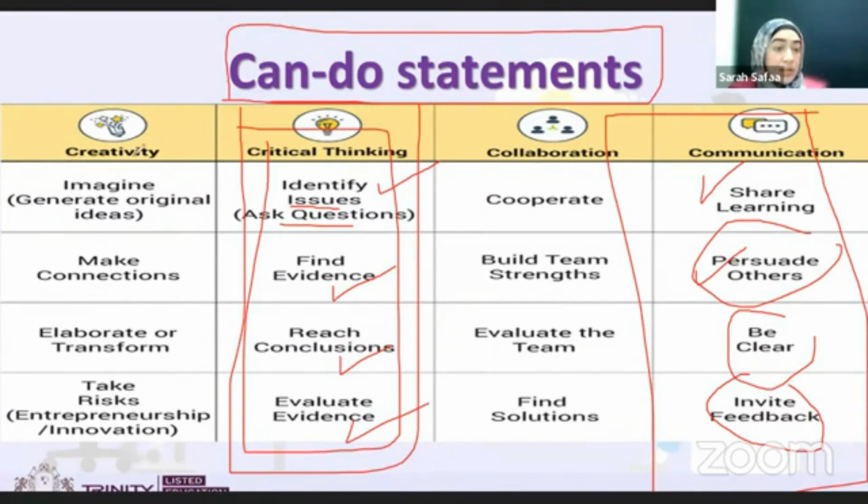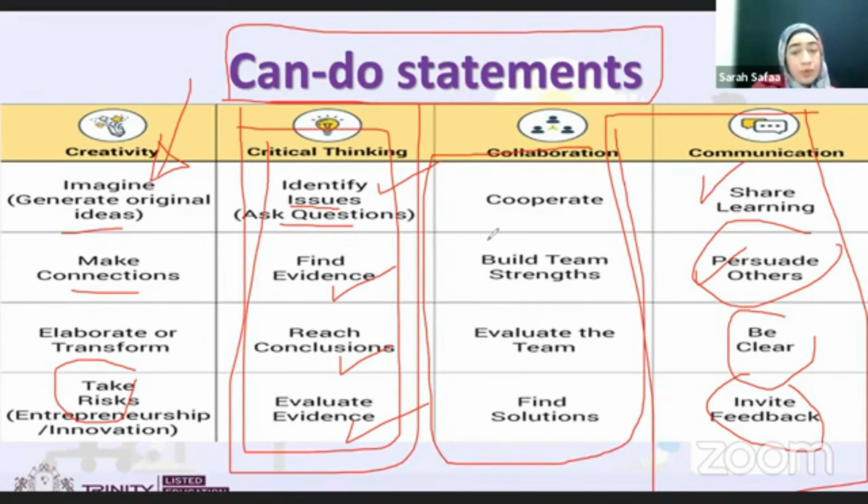When it comes to creativity, you can look and think, is he able to imagine or generate ideas or not? Can he make conclusions? Can he elaborate more? Can he take risks? So, for example, when it comes to a certain presentation inside your classroom, is he able to improvise and to do some impulsive actions or say something that he didn't prepare before or not? Okay. And finally, collaboration.